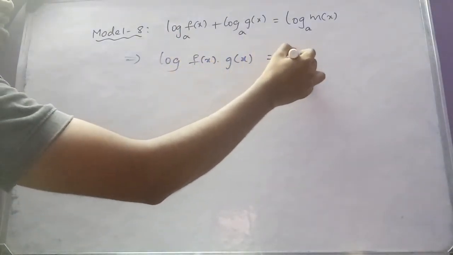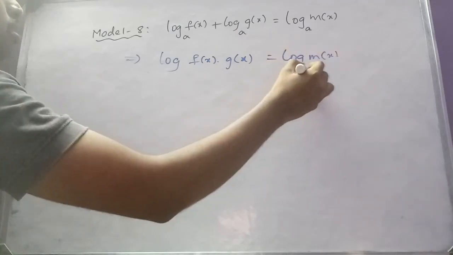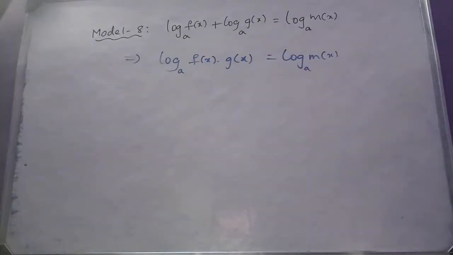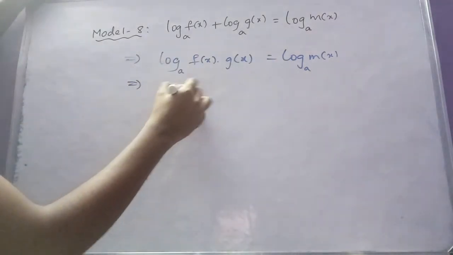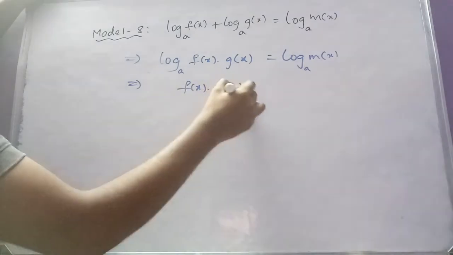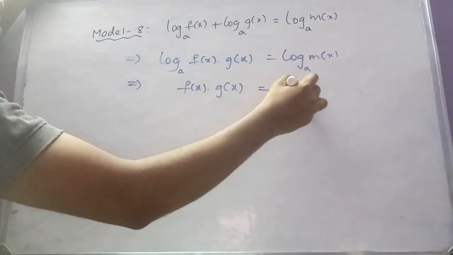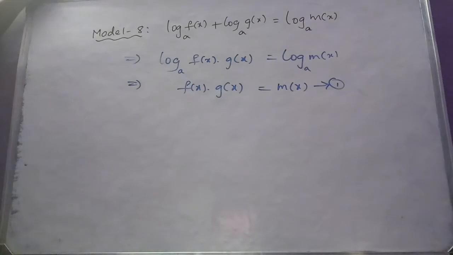And RHS is just log of m of x, both having base a. We have already discussed this formula in a previous video. Now you can ignore the logarithm on both sides. You will get f of x into g of x equal to m of x. So this is the first equation that you are supposed to solve.